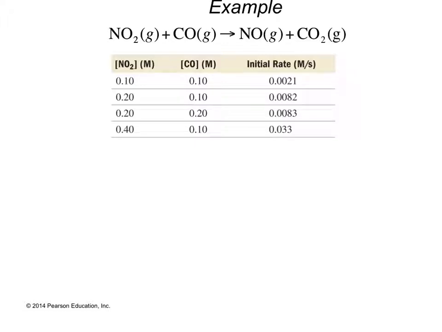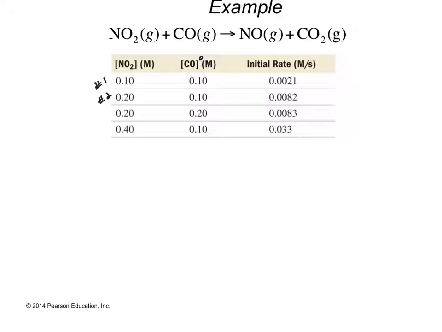Okay, so we already know CO. We're just going to ignore it for the most part because we know it has 0 order. And I'm going to show you how to get the 2, again, when this isn't perfect. So what 2 experiments did we compare to get the order with respect to NO2? 1 and 2, right? So we compared number 1 to number 2.